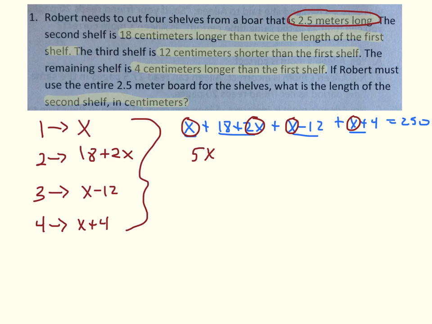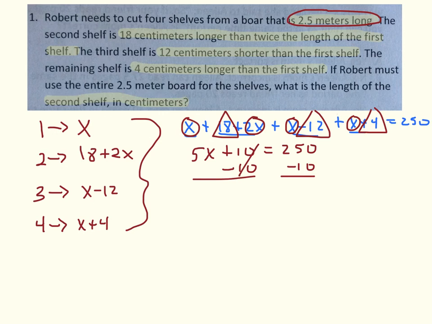Then, if I add up the numbers, 18 minus 12 and plus 4 is going to add up to 10, so plus 10. And that, when I add those all up, again, they're going to add up to 250. Now I have a two-step equation. I'm going to subtract 10 from both sides. I end up getting 5x equals 240. Divide by 5, and x is equal to 48.